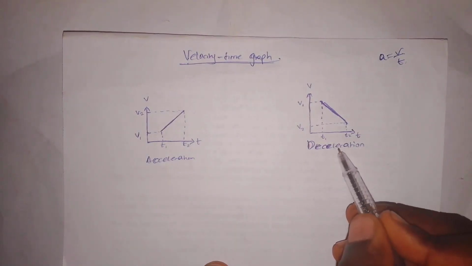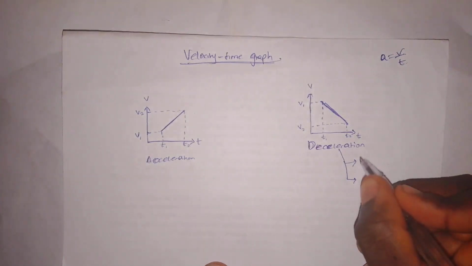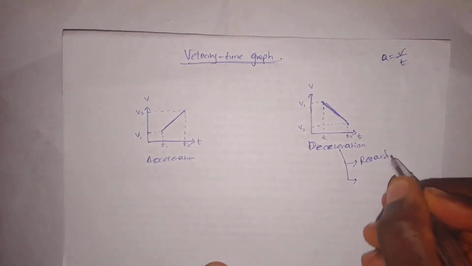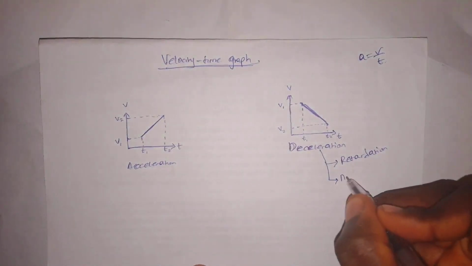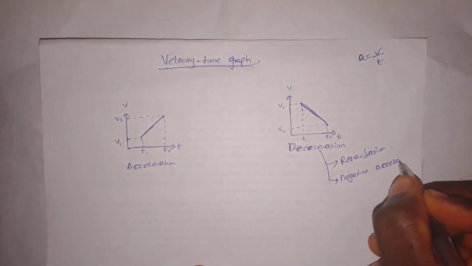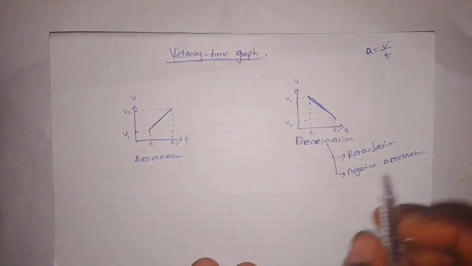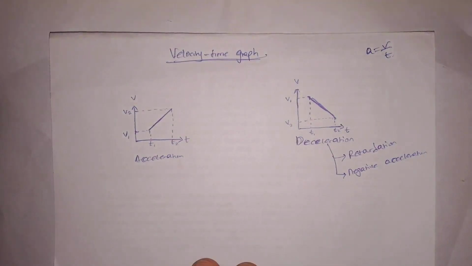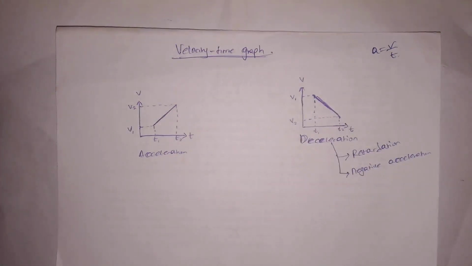Deceleration. Deceleration is also called retardation, or negative acceleration. Now, in this video, you'll find out why they call it negative acceleration. You will see it by yourself with calculations. So now, these are basically JAMB questions.